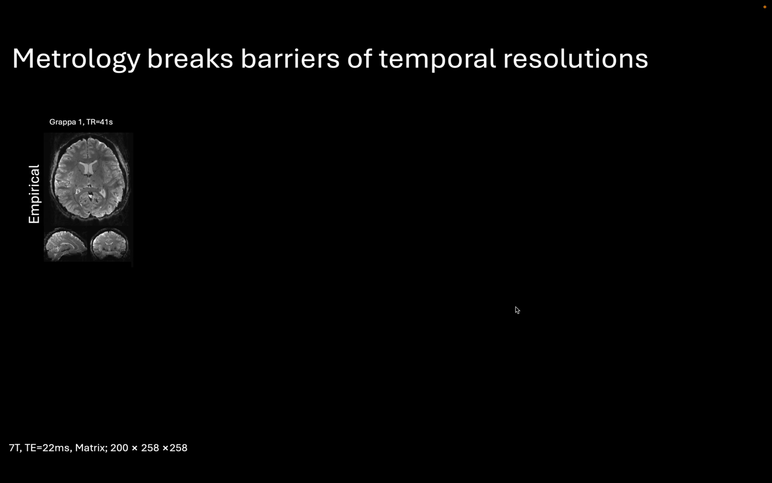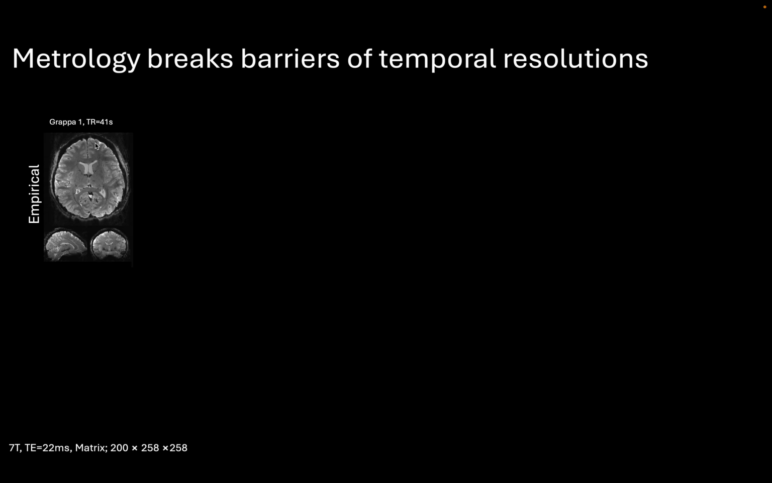So I would like to tell you 3 stories of how metrology can advance, first, the temporal resolution. Let's start with temporal resolution, which is a big issue in layer fMRI because we have big matrix sizes in layer fMRI. We usually have matrix sizes in the range of 200 to 300. So just this single fully sampled image has about 13 million voxels. And it takes time to acquire 13 million voxels. In fact, if you're not undersampled, it takes about 41 seconds. And that's a problem, right?